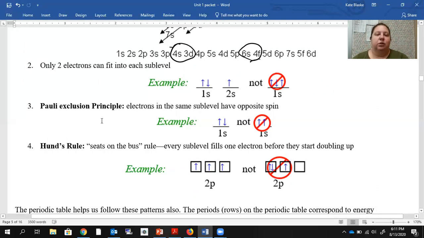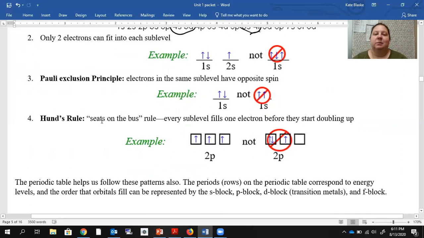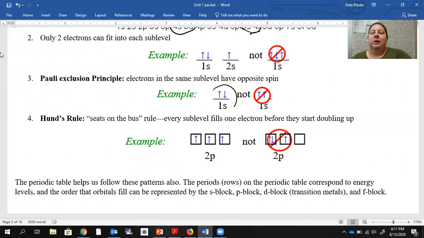The Pauli exclusion principle states that electrons in the same orbital have opposite spin. The idea of spin is not super important at this point, but it's more the idea that those electrons are not exactly the same if they're in the same orbital together. They have to have something that's a little bit different between them. So we draw that spin by showing arrows that either point up or down, showing that those are different when we do the pictorial diagrams of our electron configurations.